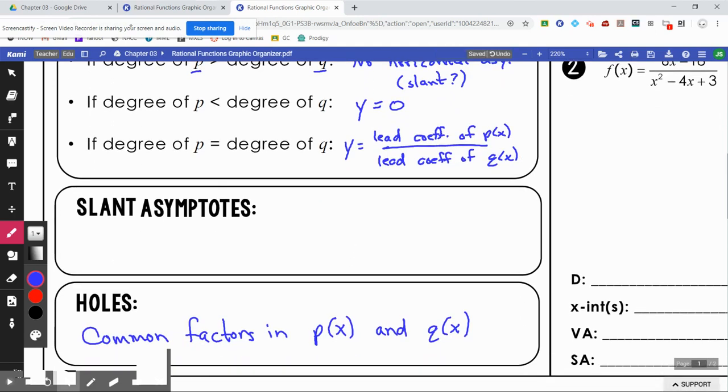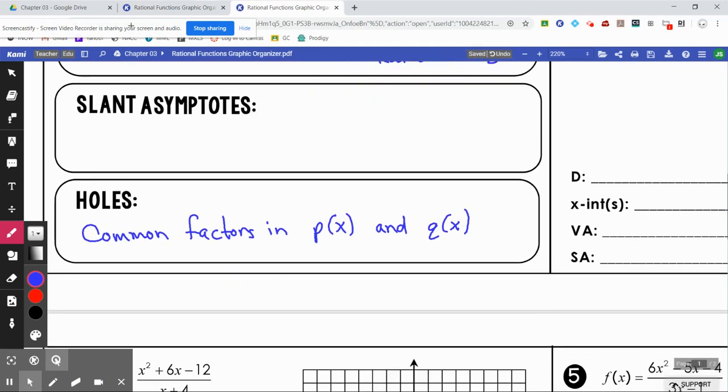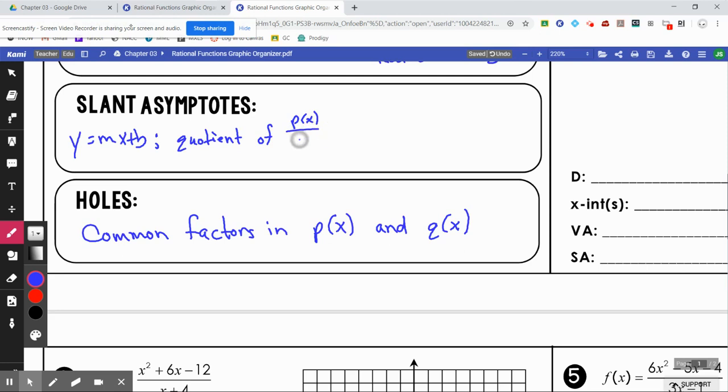Slant asymptotes are going to be of the form y equals mx plus b. The way that you're going to find that is by finding the quotient of p of x over q of x. So you're actually going to divide it. And these are improper fractions. If you would like to, you can put it here, improper fractions. You're going to divide the two and ignore the remainder.